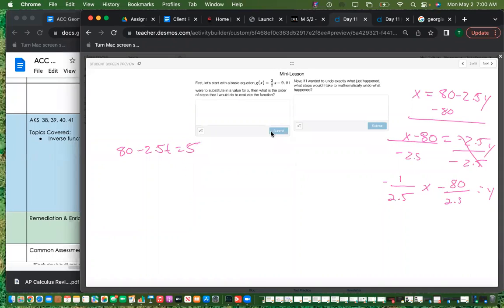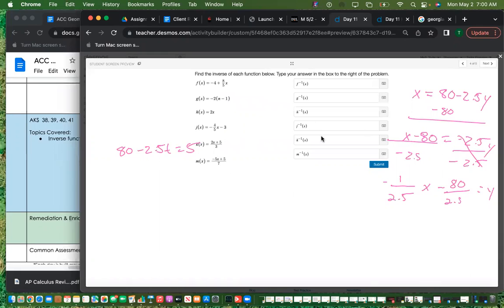The next part: if I were to substitute in a value of x, then what is the order of steps I would use to evaluate the function? That would be to multiply and then subtract. Now, if I wanted to undo that, what would be the steps that I would take mathematically to undo? So working it backwards, what would you do?